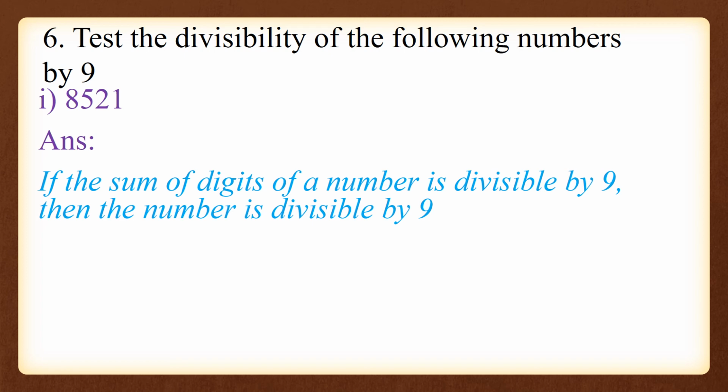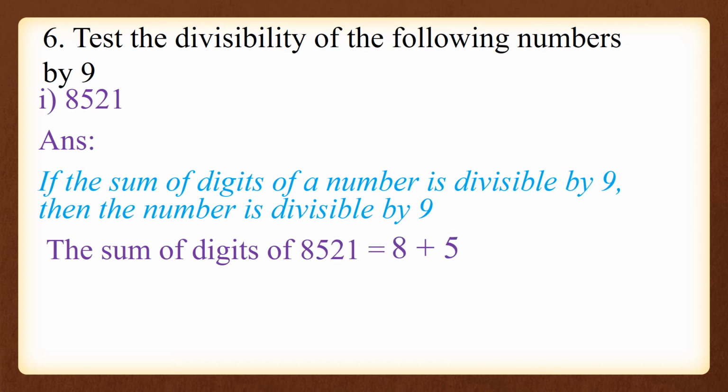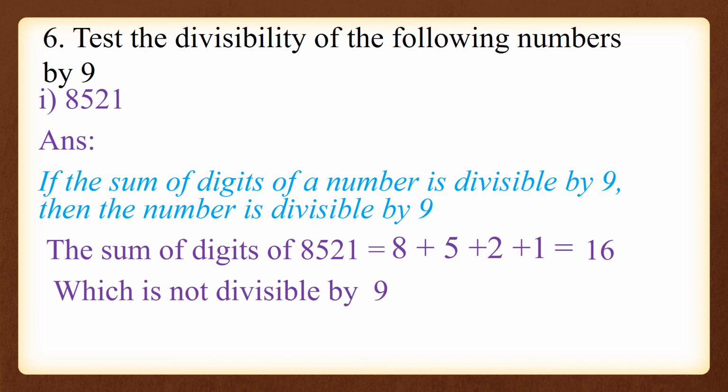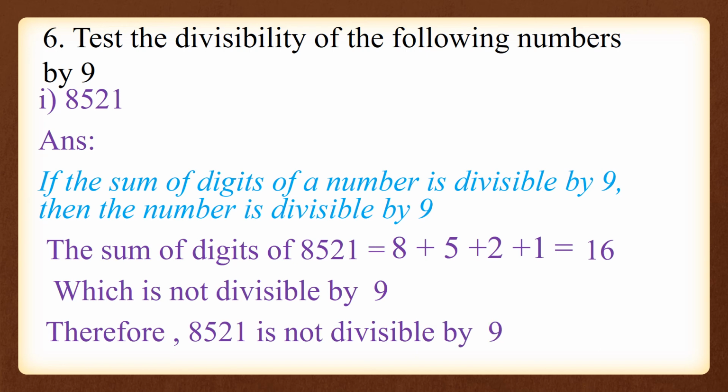So we are going to find out the sum of digits of the number. The sum of digits of 8,521 is equal to 8 plus 5 plus 2 plus 1, which is equal to 16, which is not divisible by 9. Therefore, 8,521 is not divisible by 9.